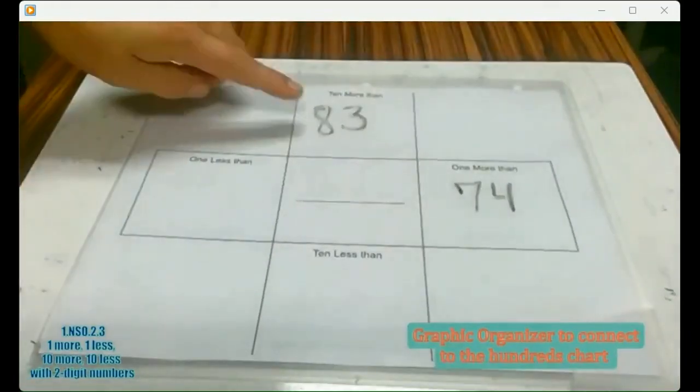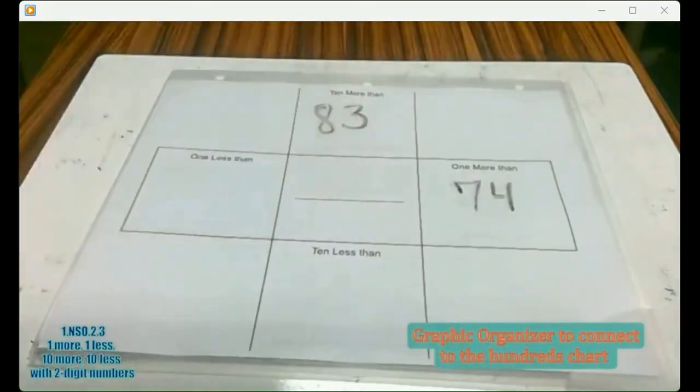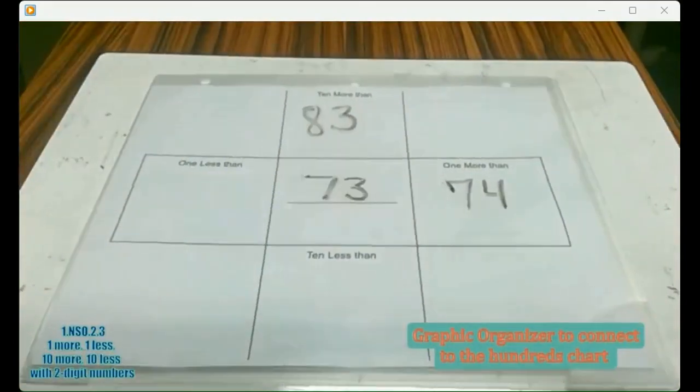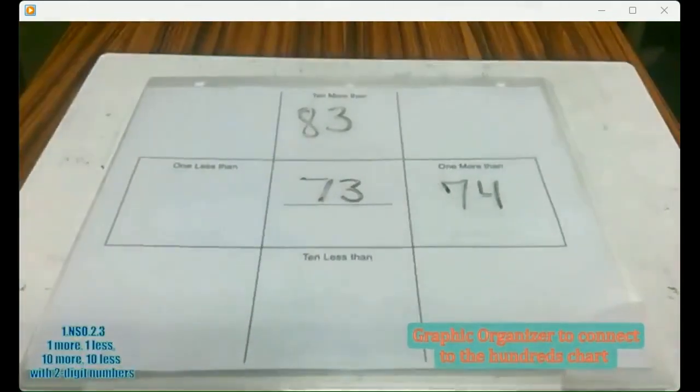Here I've given students the numbers. They have to determine what was the original starting number. Once they figure that number out, then they can fill out the rest of the clues.